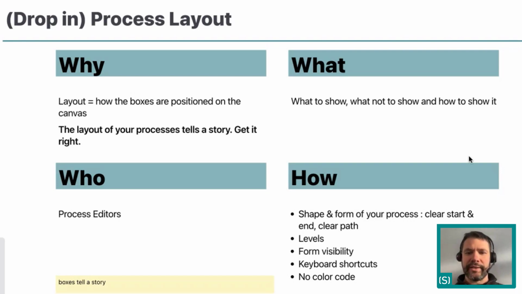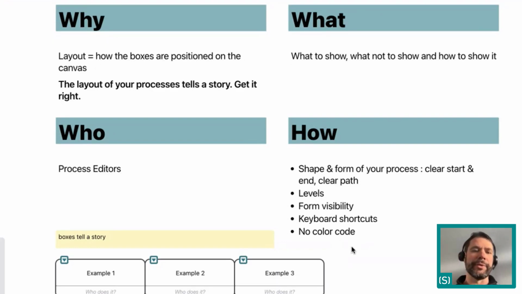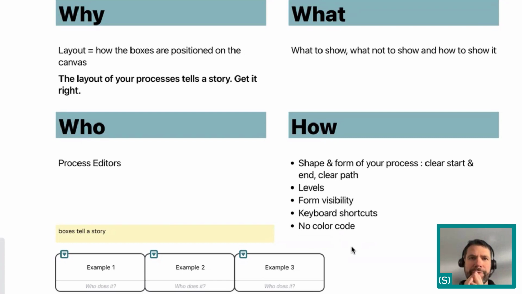So what we'll have a look at is the shape or form of a process. We'll look at using levels, using the detailed view in Skore, and forms visibility. I'll show you a couple of keyboard shortcuts to make your process look very good easily. And we'll continue this list of do's and don'ts for creating a good looking process.